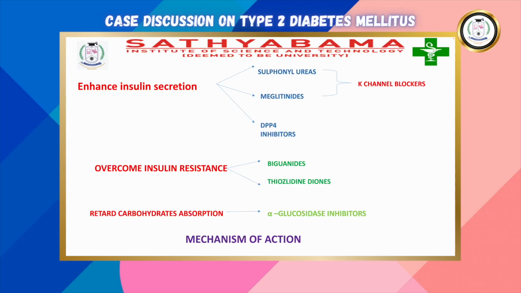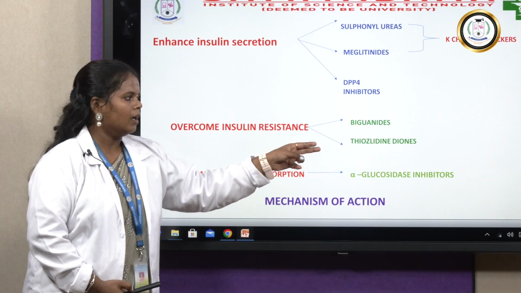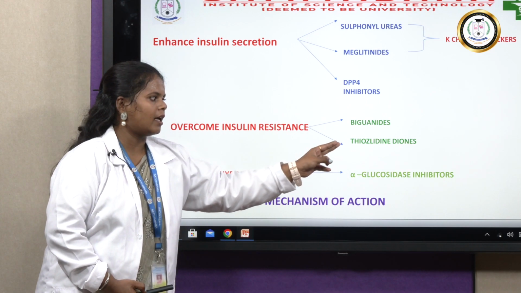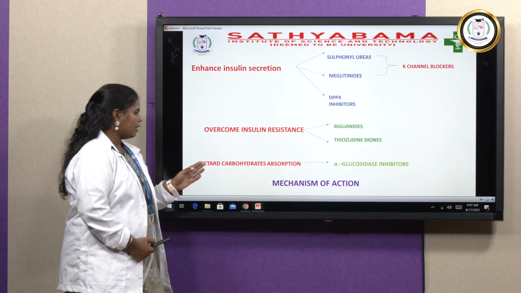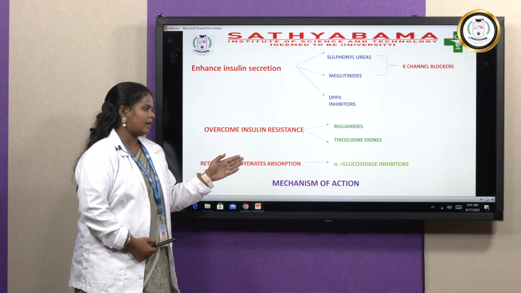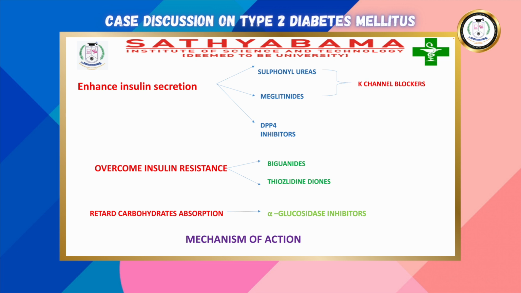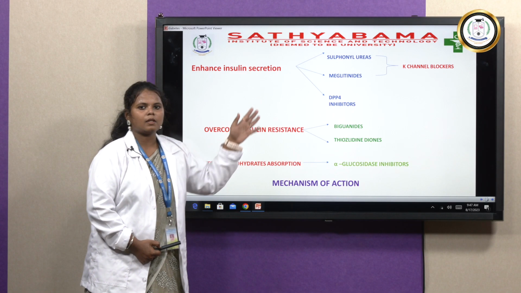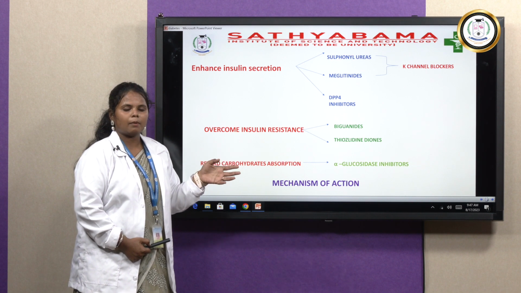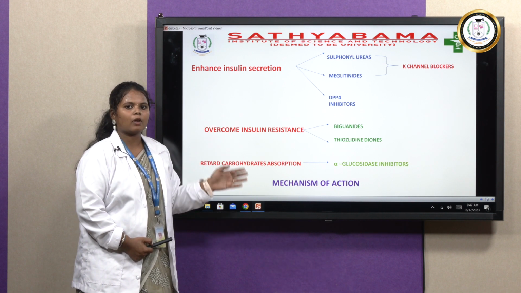And coming to overcoming insulin resistance, two classifications of drugs are there, biguanides and thiazolidinediones. And for retarding carbohydrate absorption, a single classification of drug, alpha glucosidase inhibitors. So this is the manner in which you can easily remember the mechanism of action of oral hypoglycemic drugs.